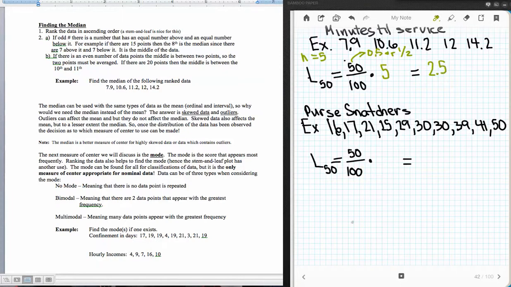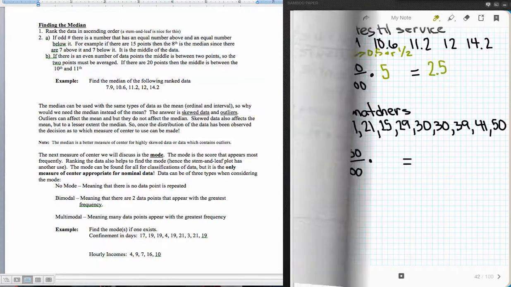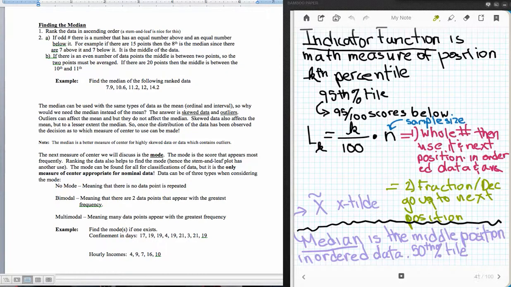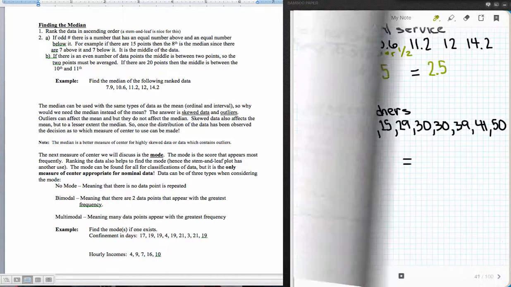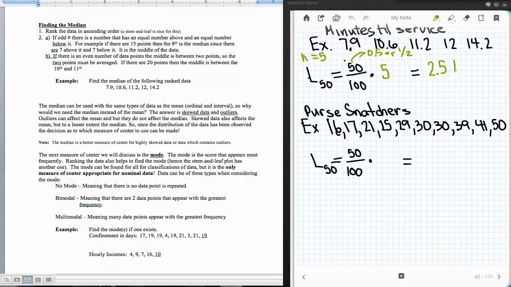Now this falls under our second thing here, where fractions or decimals go up to the next position. So our L50 came out with a fraction or a decimal, so we're going to go up to the next position. So we're going to go up to 3. Now, even if this had been a 2.2, you would go up to 3. It's always up because we want to make sure that there's at least 50% below.